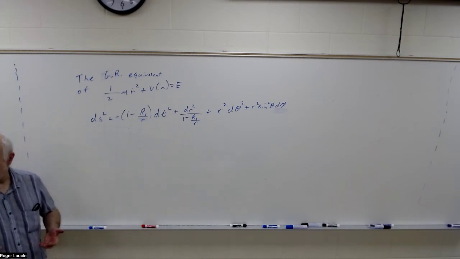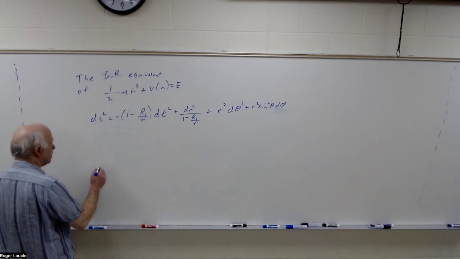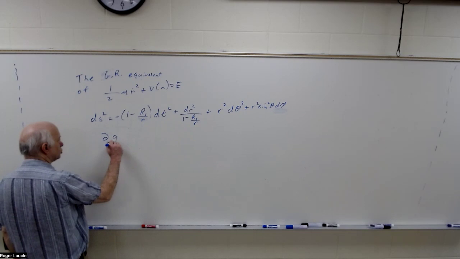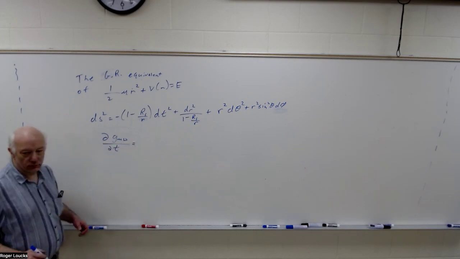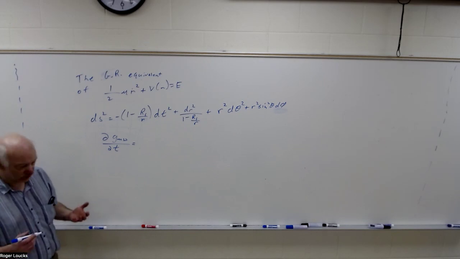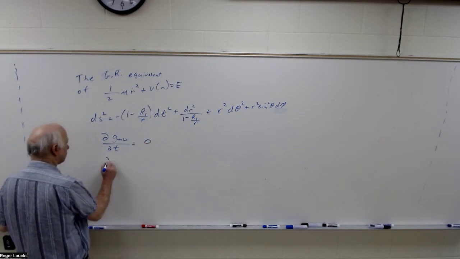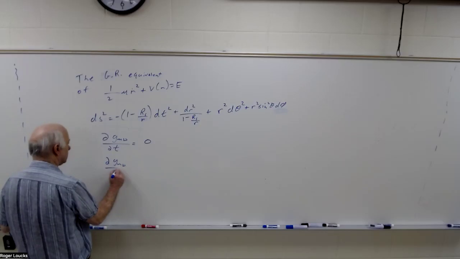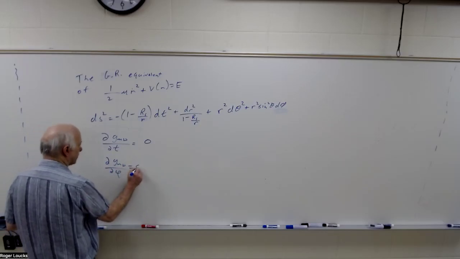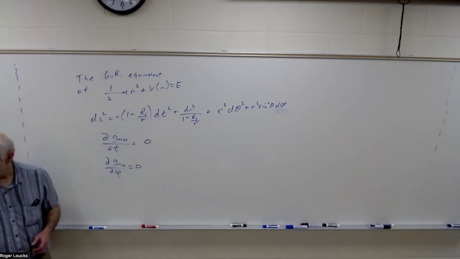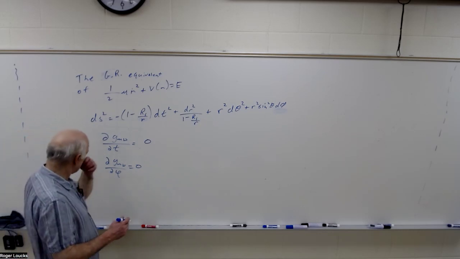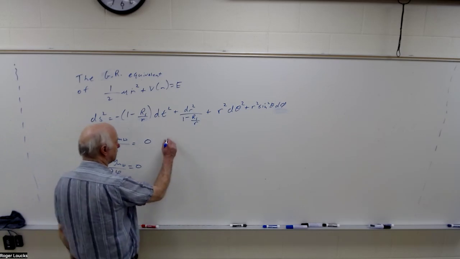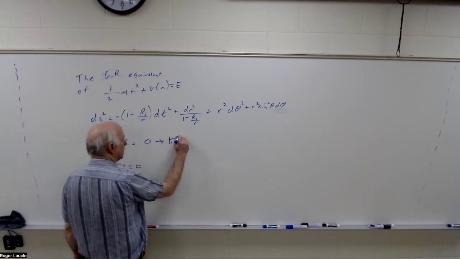The way we're going to start off, we're going to first look for isometries. We see there's two. If we take the partial of all the g mu nu components here with respect to t, that equals 0. And then also if we do this with respect to phi, we know that this is also 0. These are the isometries.